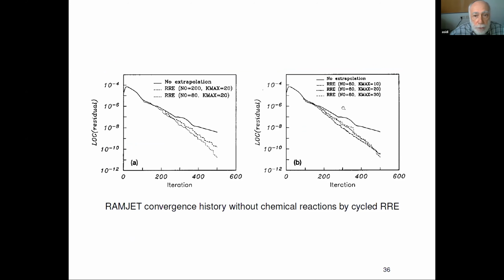So here is what we did. The first graph that you see here is with no chemical reactions. We just shut off the chemical reactions. You're just solving the Navier-Stokes equations. That's all you're doing.